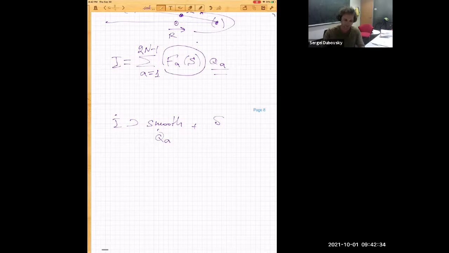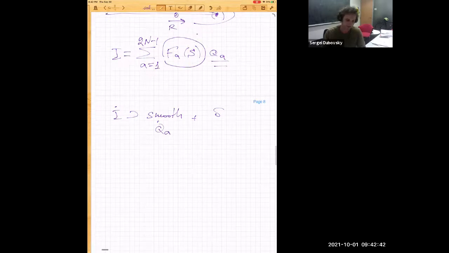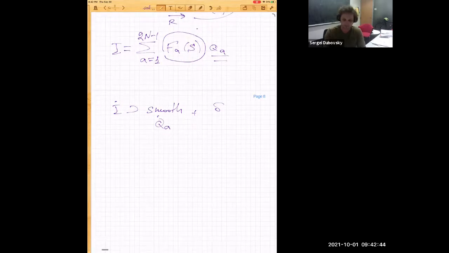And these two separate contributions should cancel separately, just because one is singular and the other is not. So by imposing cancellation of singular delta functional contributions, one finds that each F_A should be a function of a single variable, which is T_A. So this T_A is the following.